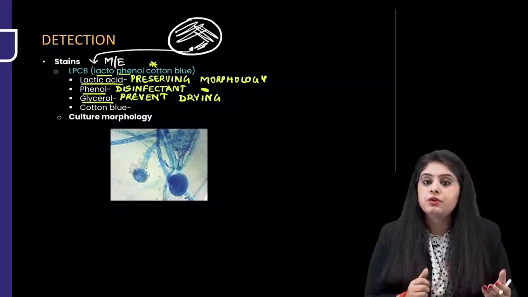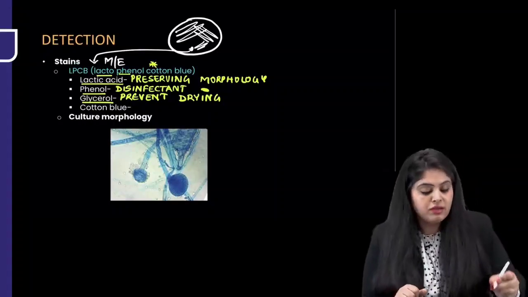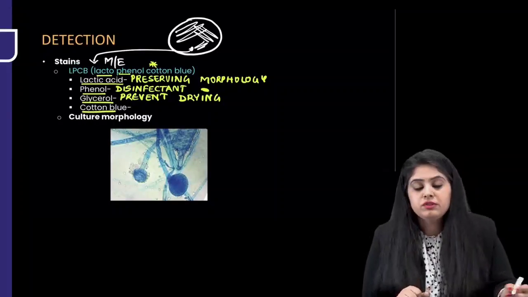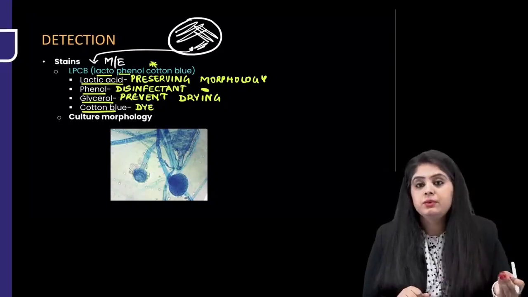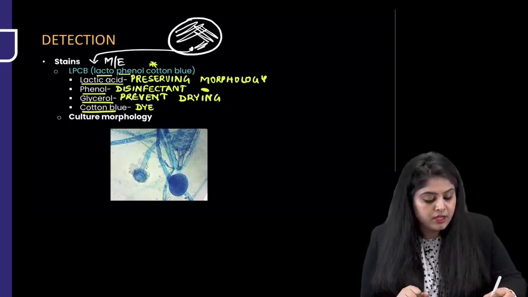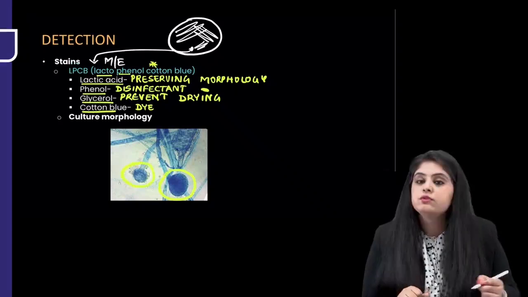We only call it lactophenol cotton blue, but it also has glycerol. And finally, you have cotton blue. What is cotton blue? Cotton blue is the dye. Cotton blue is the one that is actually going to add the color to it, the blue color, and you can see that under the microscope. Finally, the color that you've got is a blue color.